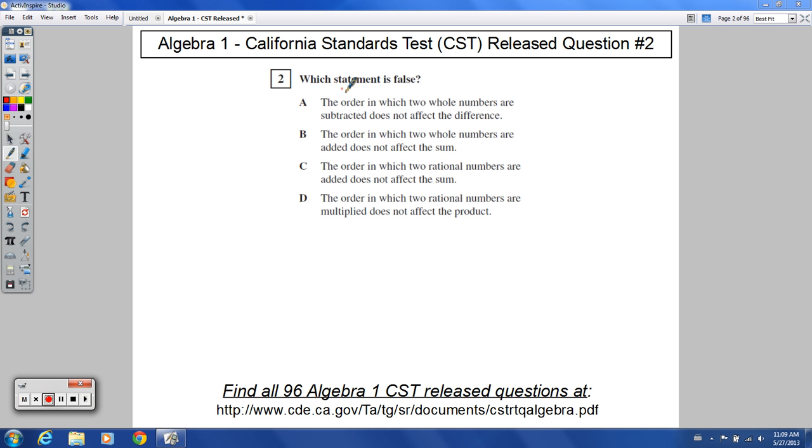So it says, which statement is false? Which one is not true, in other words? So choice A, the order in which two whole numbers are subtracted does not make a difference. Here we've got two whole numbers added, does not affect the sum. That just means adding them together. And then we're talking about rational numbers here, adding them together and multiplying them together.